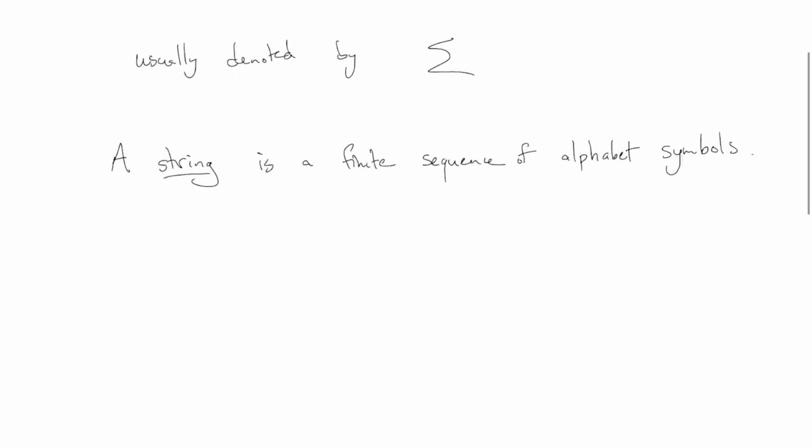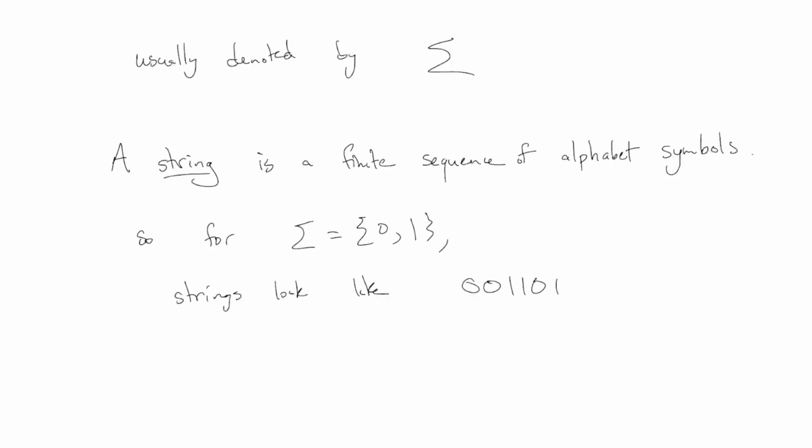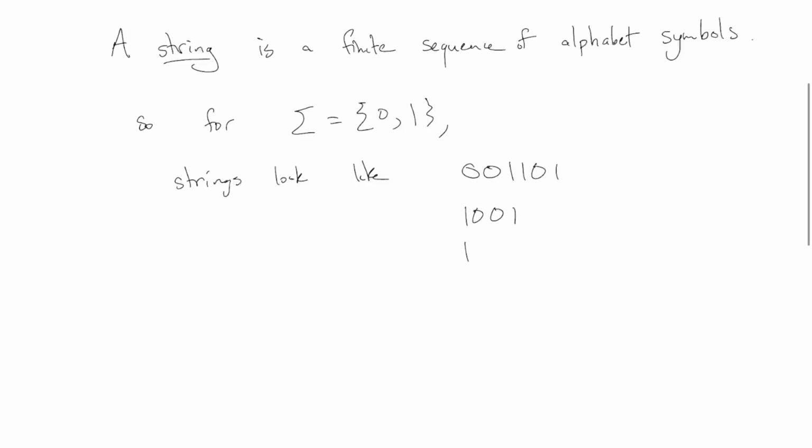All right. So, for example, if my alphabet is just, say, 0, 1, then strings look like 0, 0, 1, 1, 0, 1. That's a string, and so on. 1, 0, 0, 1. Just 1 by itself, that would count as a string of a single alphabet symbol. All right, these are all strings, and I hope none of this is too surprising to anyone.